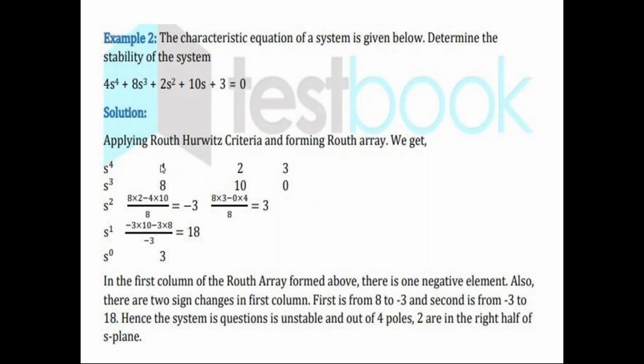Okay. Now you can see here there are 2 sign changes. From positive 8 to minus 3, this is one time, and minus 3 to plus 8, this is the second time. So you can see in the first column of the Routh array formed above, there is one negative element. Also there are 2 sign changes in the first column. First is from 8 to minus 3 and second is from minus 3 to plus 8. So we have to write like this. Hence the system in question is unstable, and there are 2 roots lying on the RH side of the S plane, the right half of the S plane. Okay, because 2 sign changes means 2 roots. Okay, 2 roots are lying on the RH side, the right hand side of the S plane. Okay. Next, let me see the next problem.